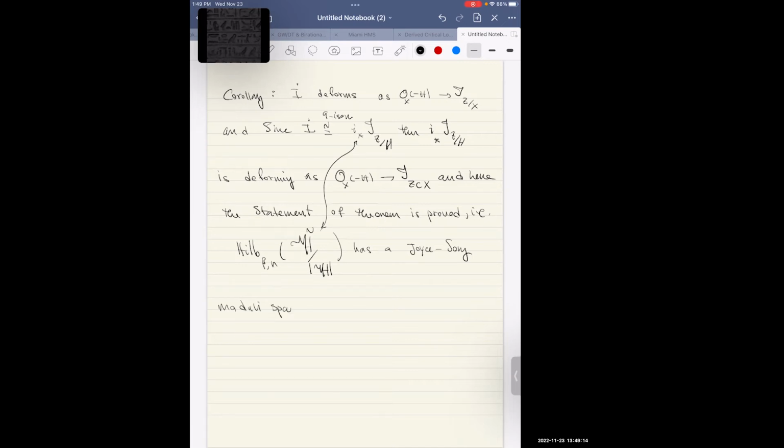Moduli space of OX minus H goes to IZ in X. Okay? Clear?